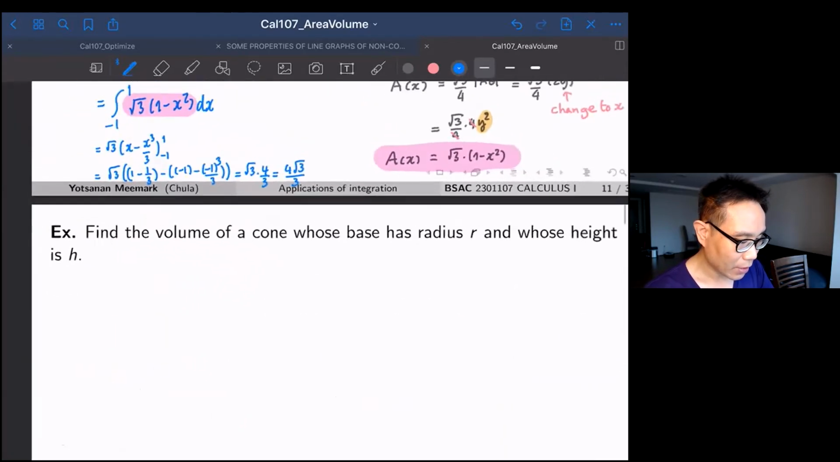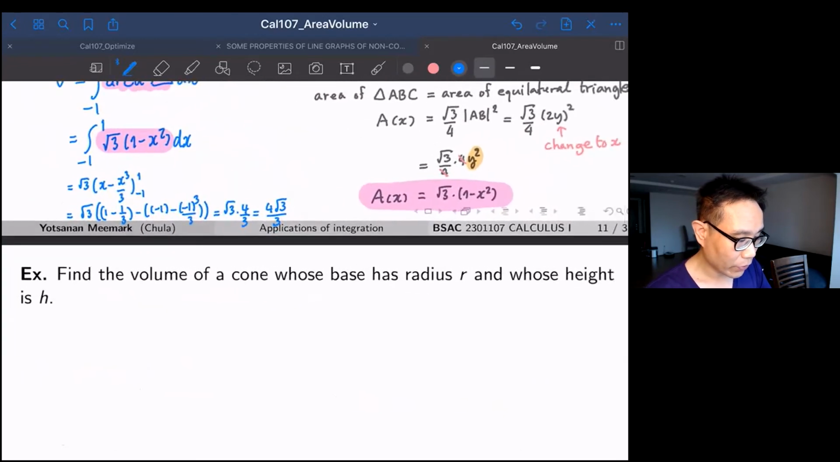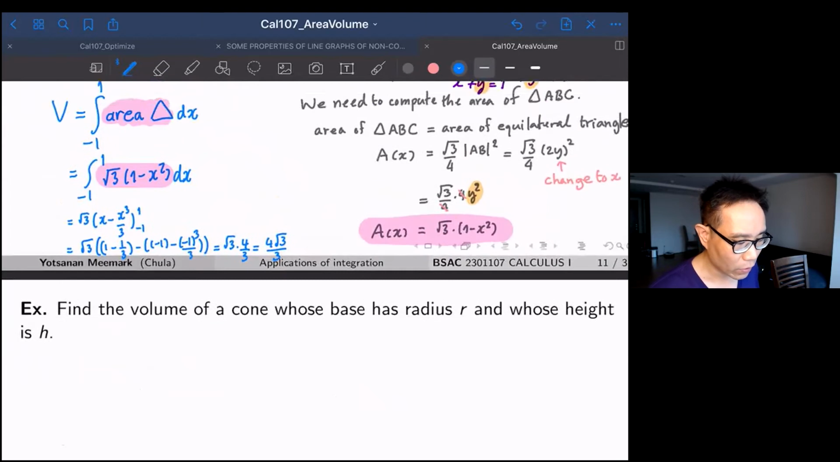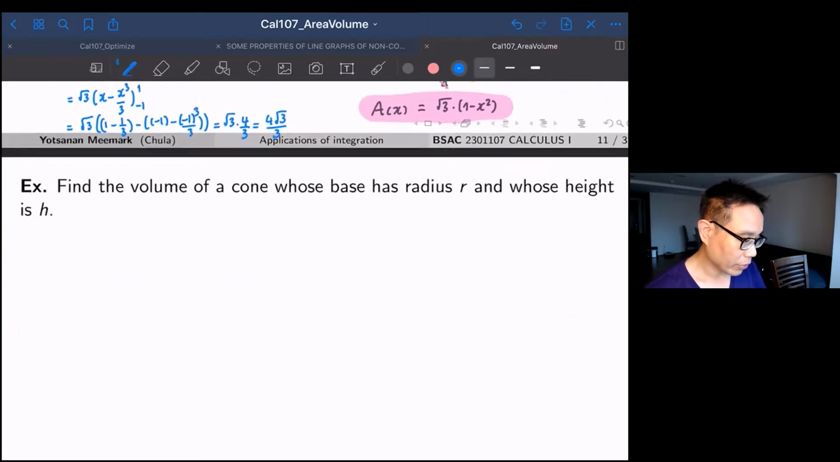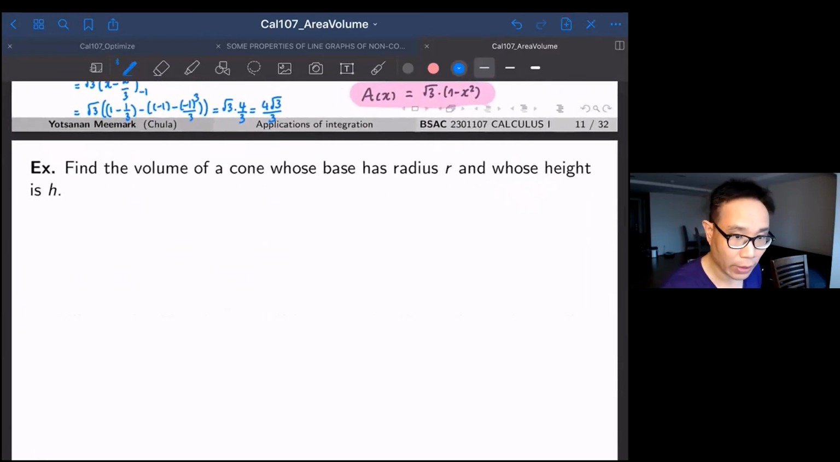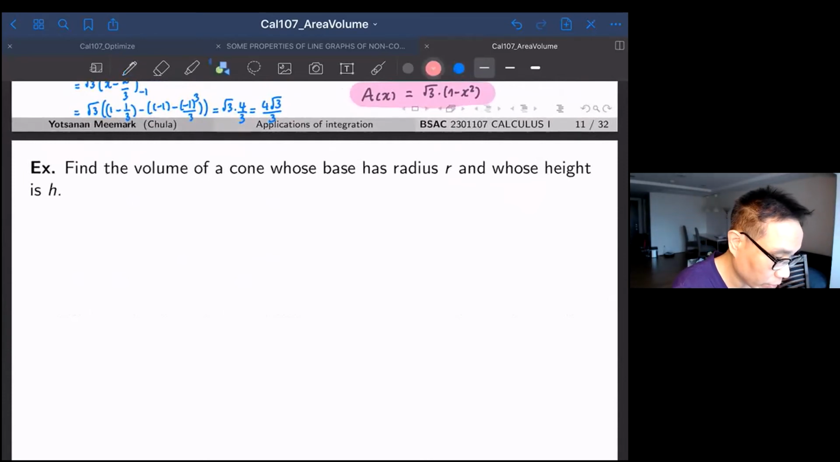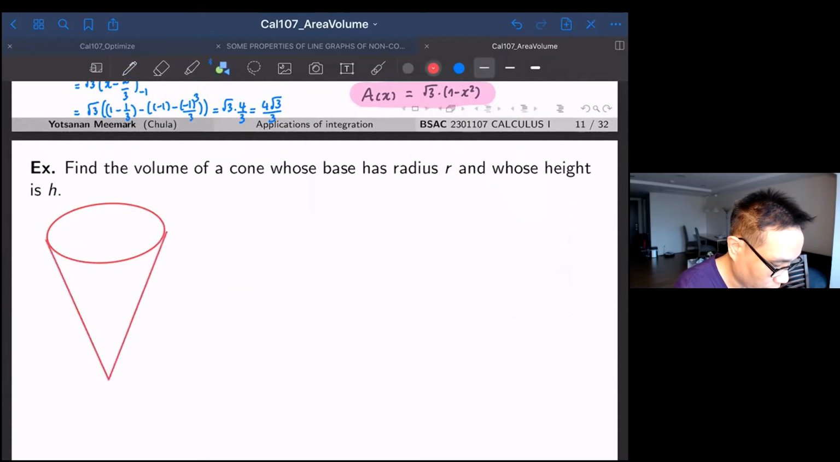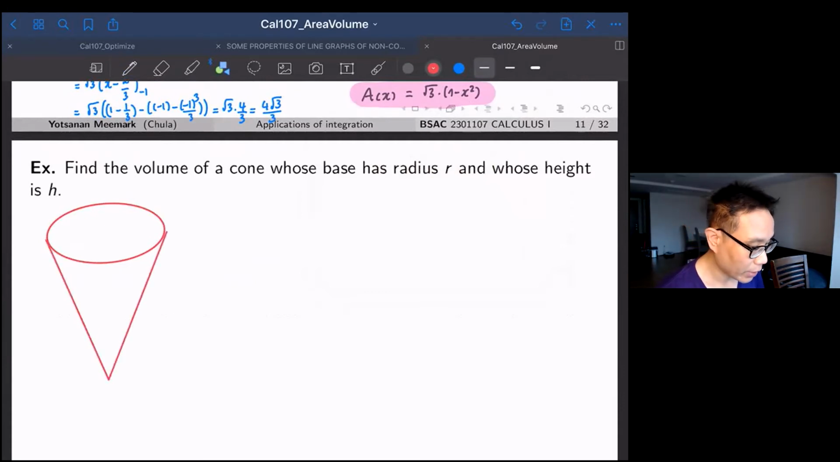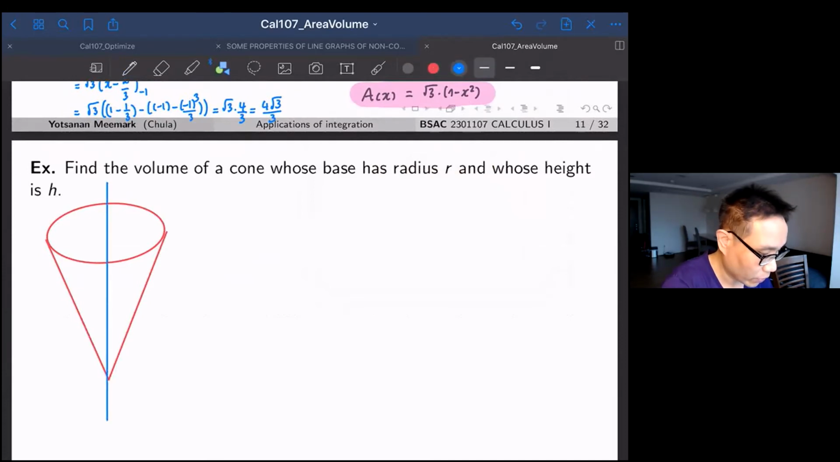The next question asks you to compute the volume of the cone whose base has radius r, and the height for this cone is equal to h. So if you draw the picture, you have a straight cone. Let's first illustrate the picture. I like to try to draw a cone, so you have a cone like this, and I'm going to put the x-axis and the y-axis for this cone.